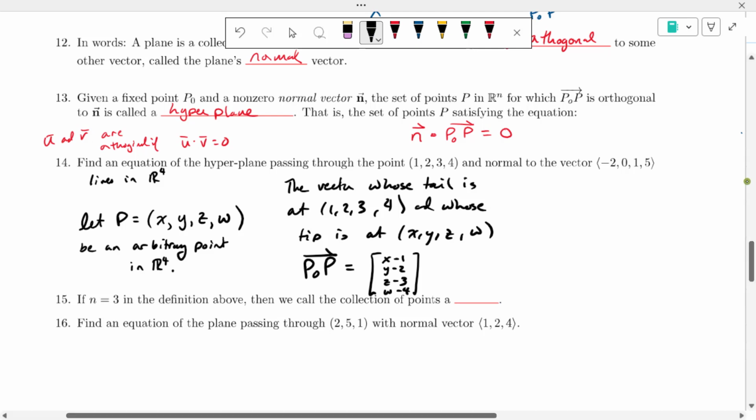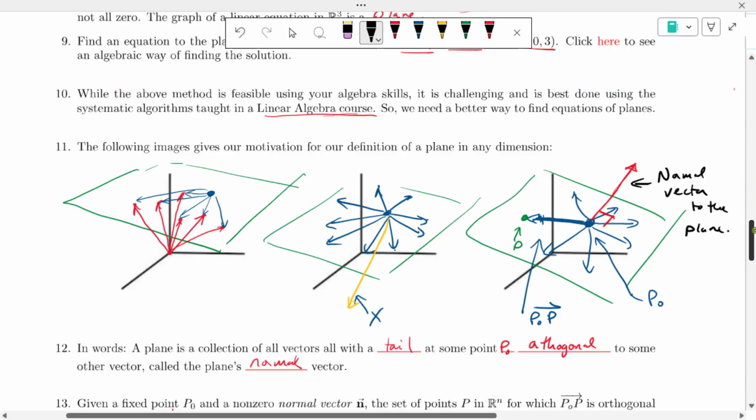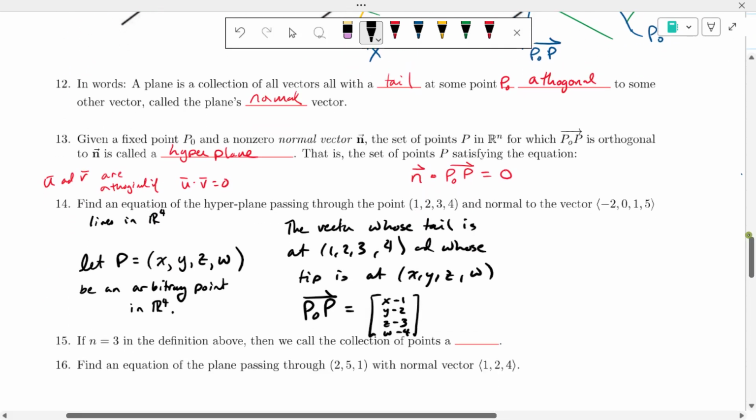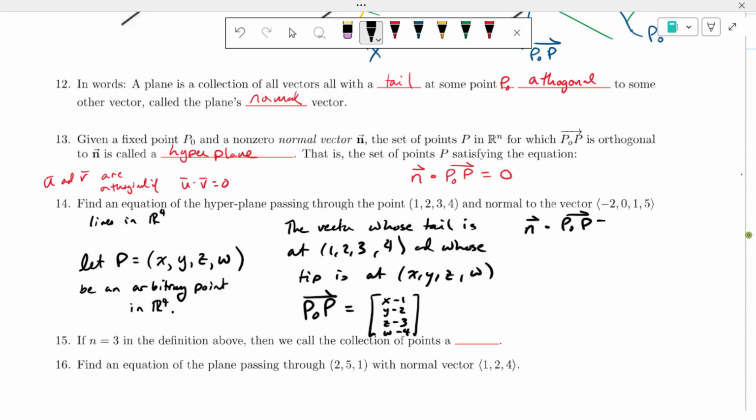What do I want? So going back to our picture up here that guides us through this, I don't want all vectors in the space that I'm working with. I only want the vectors that lie in a certain plane. Put another way, I don't want this yellow vector. I just want this collection of blue vectors. So what do I need to ensure to make sure that I only take the vectors that lie in the plane? Well, I need these vectors, P naught to P, to be orthogonal to my normal vector. So we're going to set up the equation right here. N dot P naught P needs to equal 0.